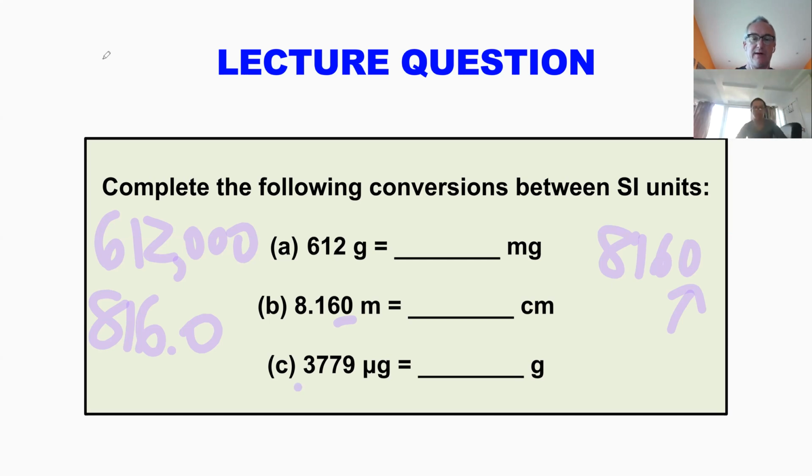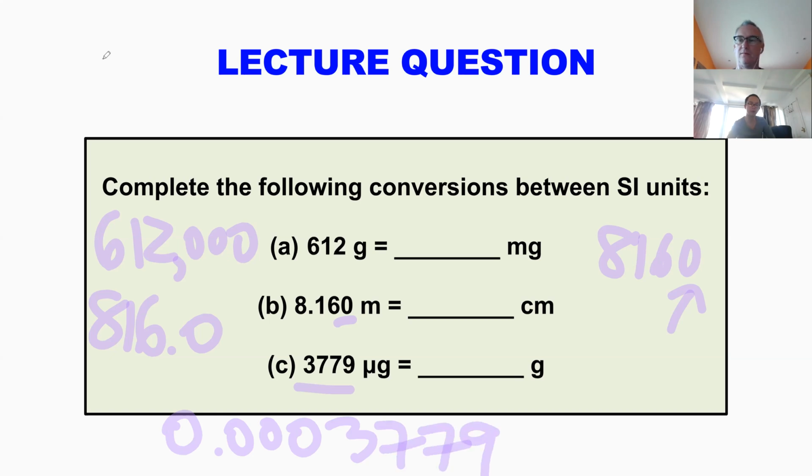Now here's a trickier one, 3,779 micrograms. What do we do to micrograms to get to grams? 0.3 zeros. 2 zeros actually. Yeah, so the difference is a million. And how many zeros are there in a million? There's 6, right? So we would have to go 1, 2, 3, 4, 5, 6. Yep, so you're off by 1. So it's 0.003779 grams. Yep.